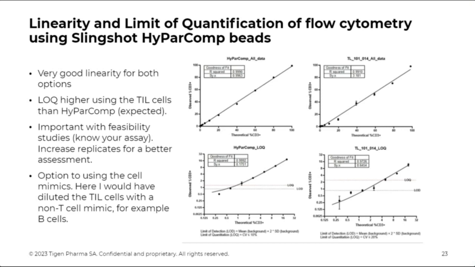So the LOQ for the hypercomp, we could set to a little bit more than 1%. When we look at the T cells, you can see that you have a lot more variation from your regression line here.